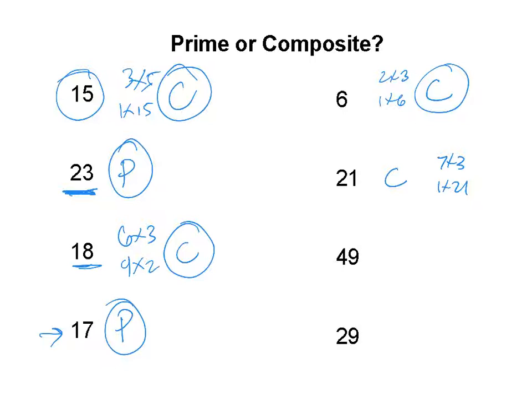How about 49? Prime or composite? That one's also composite, because 7 times 7 is 49, and 1 times 49. So that one has 3 factors, which is more than 2, so composite. How about 29? Can you think of any multiplying facts that equal 29? I can't, so prime. So that's how that first section will work.